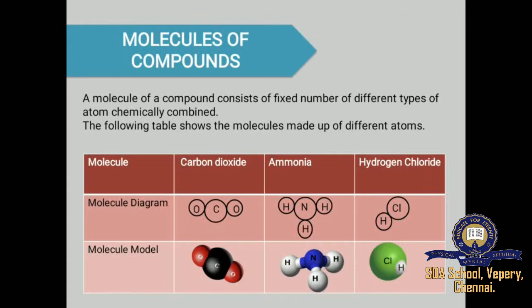Here you can see in carbon dioxide, two atoms of oxygen and one atom of carbon are combined to form carbon dioxide. In ammonia, three atoms of hydrogen and one atom of nitrogen chemically combine to form ammonia. In hydrogen chloride, one atom of hydrogen and one atom of chlorine chemically combine to form hydrogen chloride. So in molecules of compounds, different types of atoms chemically combine to form a molecule.